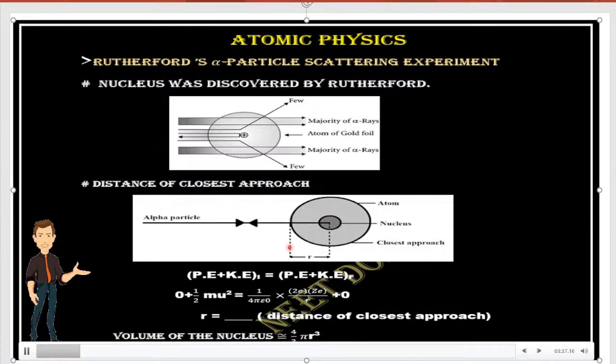By this, if they ask to find the volume of the nucleus, we simply use 4 by 3 pi r cube. It will be approximate, not exact. Here we need to find r based on the relation: potential energy plus kinetic energy initial equals potential energy plus kinetic energy final. Finally, the volume of the nucleus is approximately 4 by 3 pi r cube.